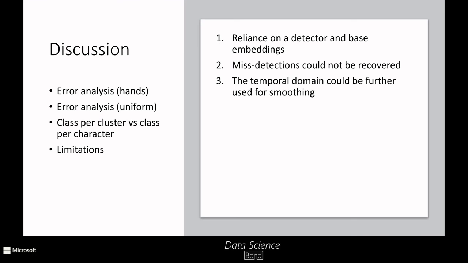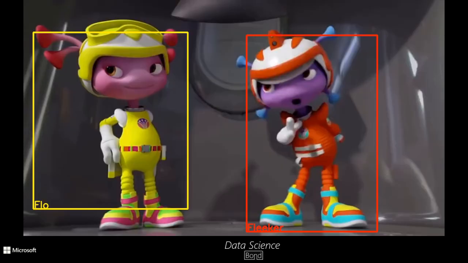Other limitations: we train in a supervised fashion two initial models, the detector and the baseline embeddings, in a cascade pipeline. As I mentioned, if detections are missed at the beginning of the video, they cannot be recovered. And we have some ideas for how to take the temporal information further into the analysis and conduct smoothing.